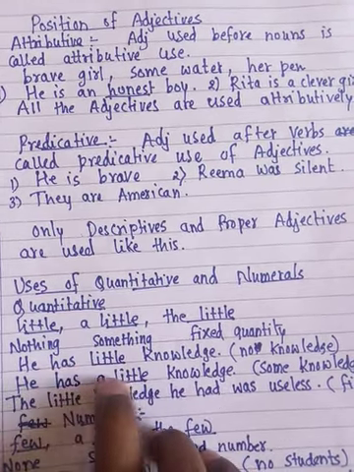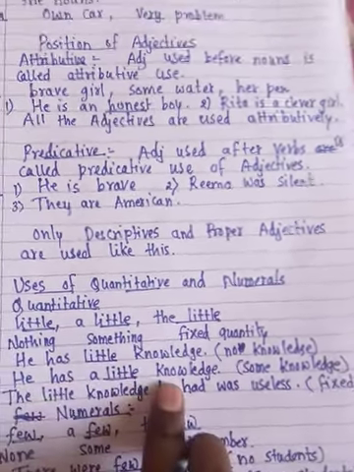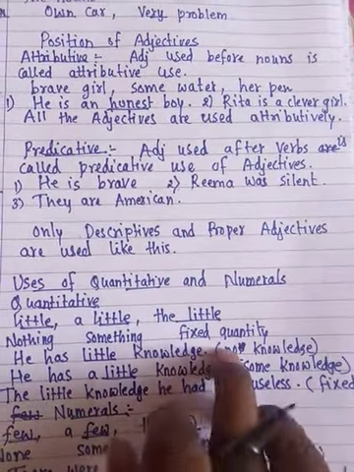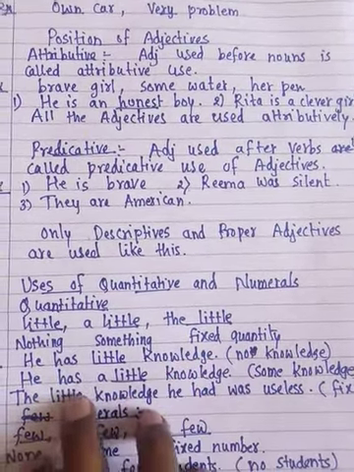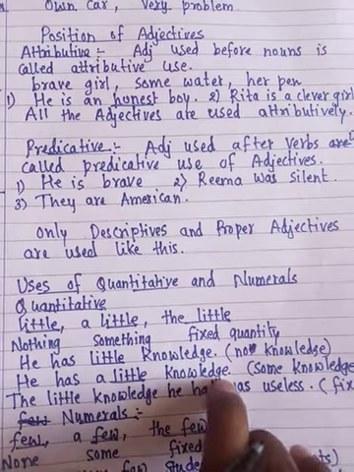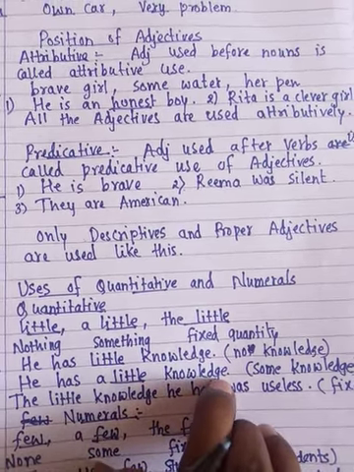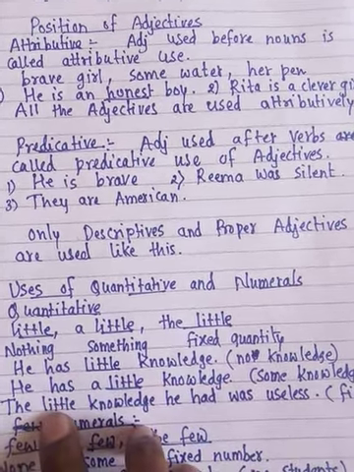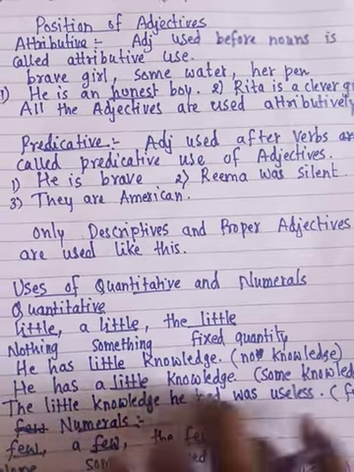And when I use a before it, he has a little knowledge. A little means some, not complete. But again, it is uncountable because knowledge is uncountable. And the fixed one means the little knowledge he had was useless.